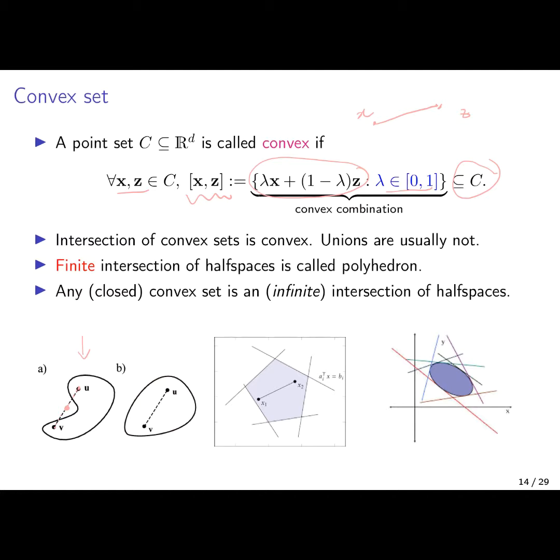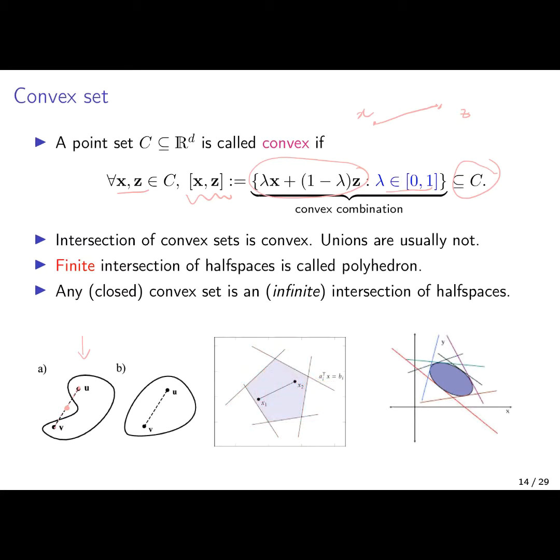And we can also define a half space. So a half space is basically: take a line, and one side of the line is called a half space. Okay, we have seen this in the introductory lecture. And if you take a finite intersection of half spaces, then you get the so-called polyhedron. Okay, like here, this area is a polyhedron because we have 1, 2, 3, 4, 5 half spaces.